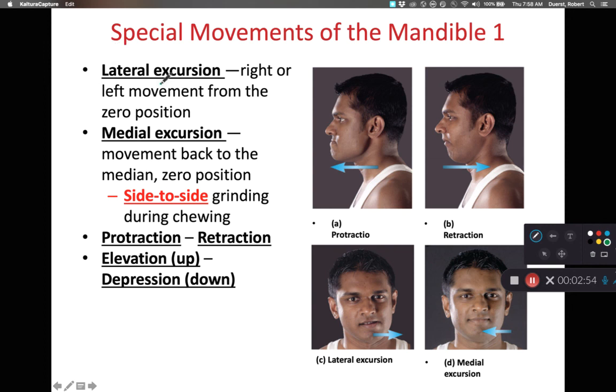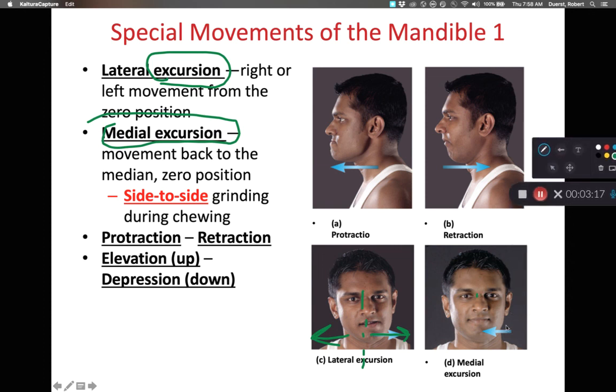So as we're looking at our mandible, we can have excursion, and when we think of excursion, we're going to have movement to the right or left from the zero position. So lateral excursion is when we move the mandible away from the midline of the body, and medial excursion is when we take the mandible and we move it back towards the midline of the body. In other words, lateral excursion and medial excursion combine to give us the side-to-side grinding during chewing.